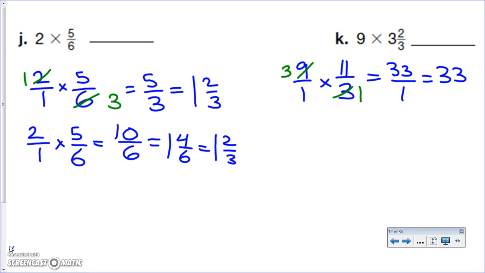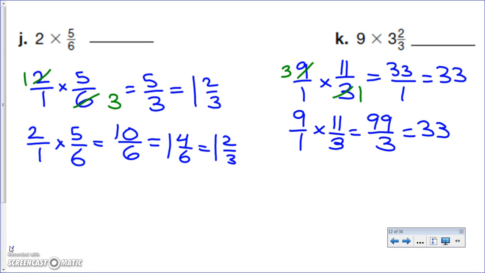If you don't do the cross simplifying, this is the way it will look. So 9 times 11 gets you 99. 1 times 3 is 3. 99 divided by 3 gets you 33. Same answer either way. So whichever way is more comfortable for you to do it.